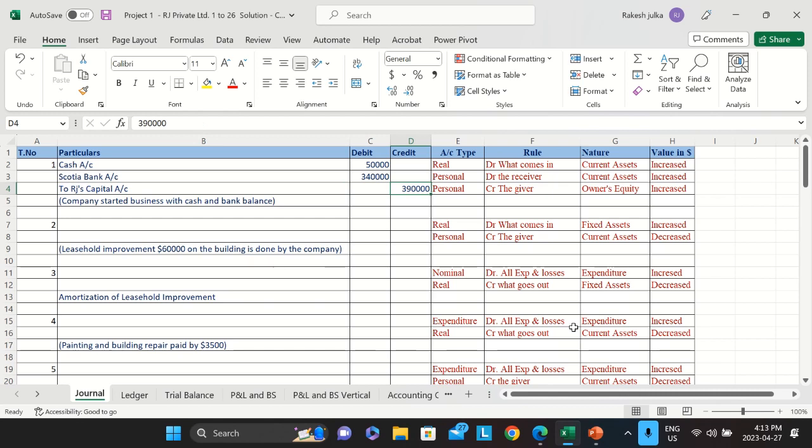So $390,000 is brought by the owner, meaning the capital which is invested by the owner in the business is known as equity. Sometimes we say capital. So when the name of a person comes in any way, that is known as a personal account. The rule for the personal account is debit the receiver, credit the giver. In this case, RJ is the owner of the business and is giving money to the RJ Private Limited company. So credit the giver, which is owner's equity, and once the owner's equity is increasing, we will credit it. So this is the first transaction that we have completed.